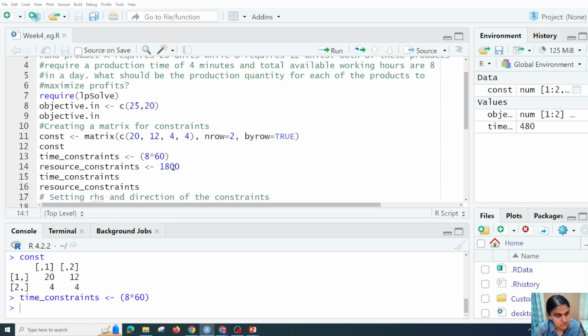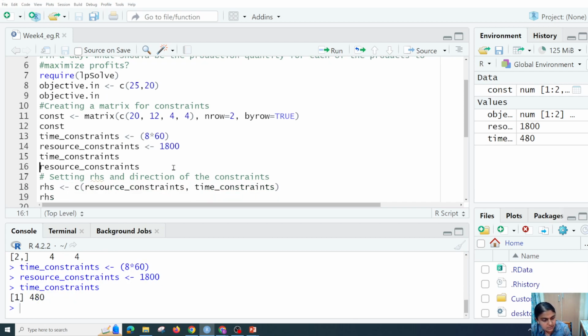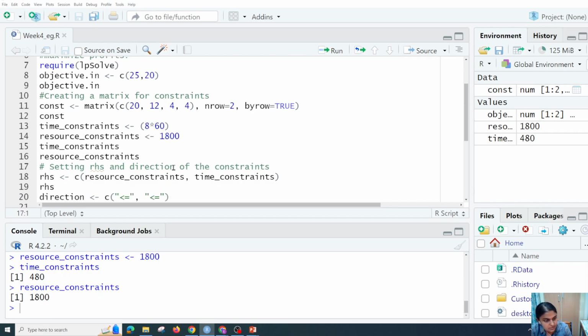So the time constraint I am storing in a variable time_constraint, and the resource constraint I am storing in a variable resource_constraint, that is 1800. So I am displaying the time constraint, it is 480 minutes, and the resource constraint 1800 units.